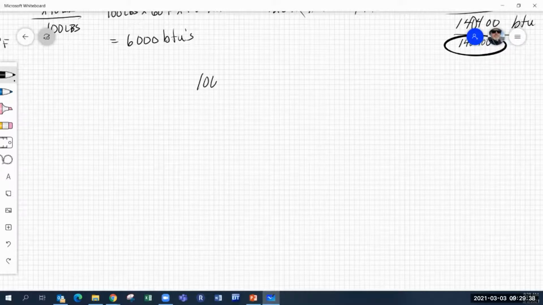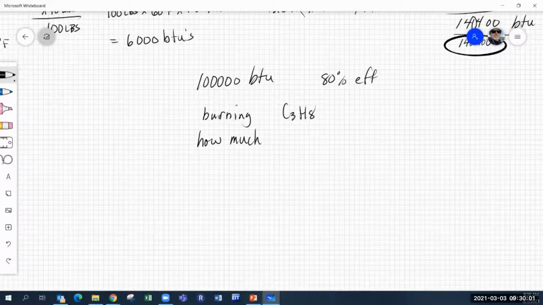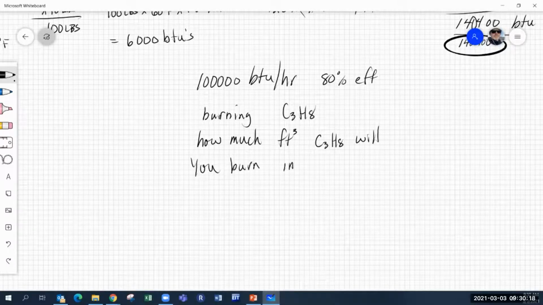Okay, what would be, let's have a look. So if you had a 100,000 BTU appliance and it is 80% efficient and it's burning C3H8, how many cubic feet of C3H8 will you burn in 3 hours? This is per hour. 120 cubic feet in 3 hours?